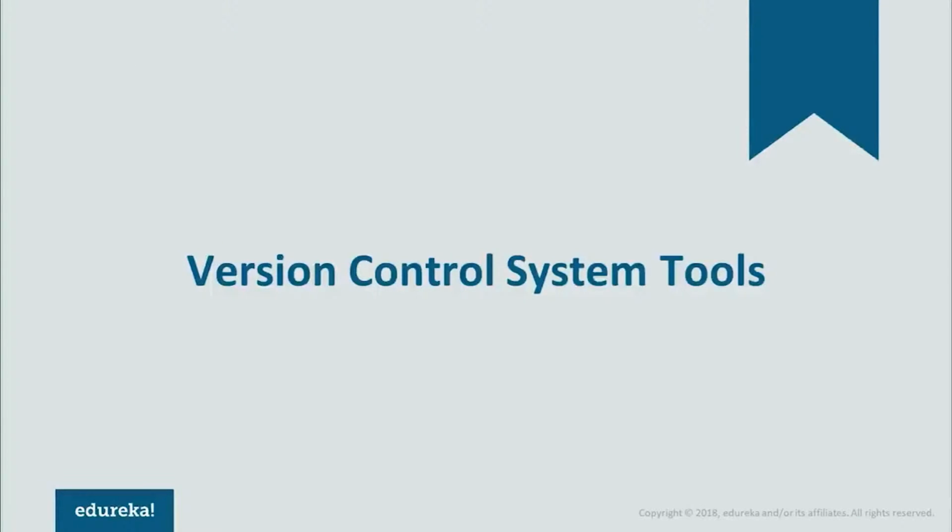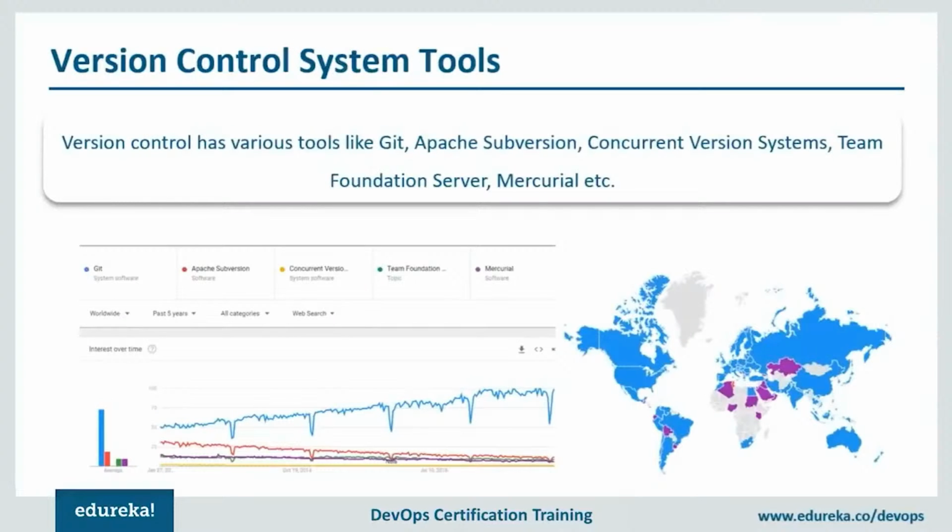So now that you've got a gist about what version control is and what are its various types of systems, let's look into the tools that offer version control. Well, the top leading tools in the market are Git, Apache Subversion, Concurrent Versions System, Team Foundation Server, Mercurial, etc. But out of these tools, we can clearly see on the trends that Git wins over the other tools. But why does Git win over the other tools? So let's look into it.